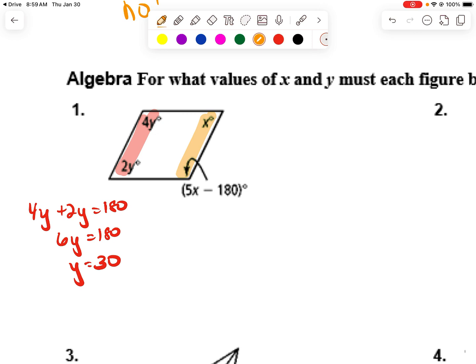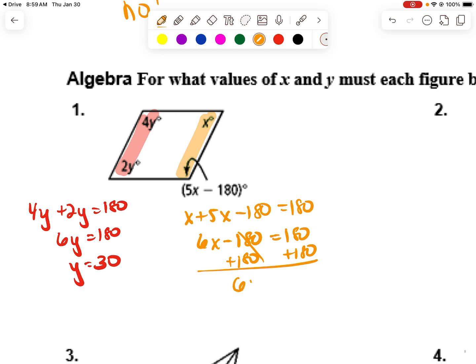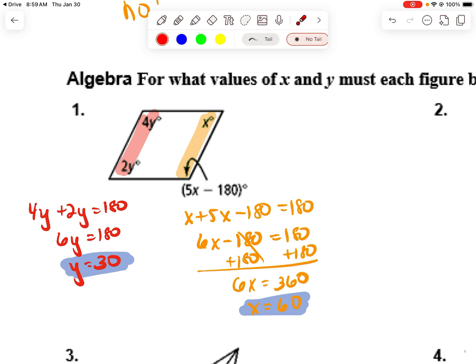Looking at this set of angles, again, if this was going to be a parallelogram, we would need to know that these are supplementary. So we're going to do x plus 5x minus 180 equals 180. So we've got 6x minus 180. We have to add 180 to both sides. So we get 6x equals 360. So x equals 60. So what this tells me is that when y equals 30 and x equals 60, this figure up here is a parallelogram.